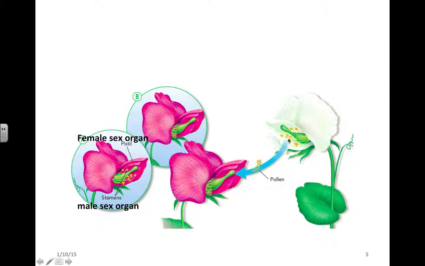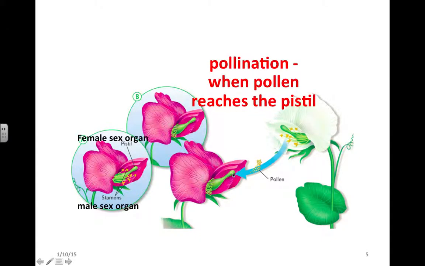And the pollen, then, this is the job of the bee, the niche of the bee, is to take the pollen from this white plant and transfer it. And remember, that comes from the male sex organ, and this gets transferred to the female sex organ. When that happens, this is called pollination. Write that in your journal. It's when pollen reaches the pistil.